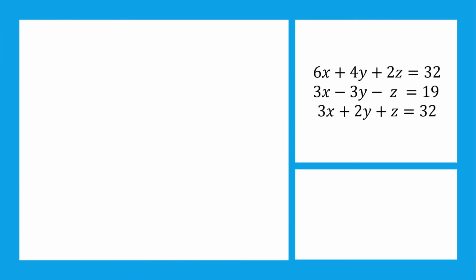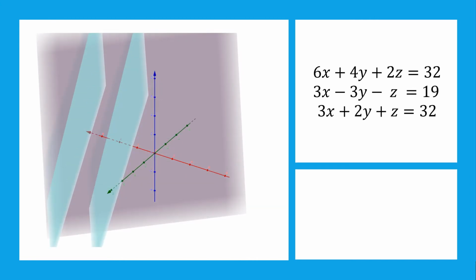Next, let us graph this system. We have again three equations with three unknowns, so all these three will represent planes. It looks like when we graph it, we do not have any common point for all three. When I take any two, the first two are parallel, and then it intersects with the other one, but we do not have anything common for all three. So it has no solution.